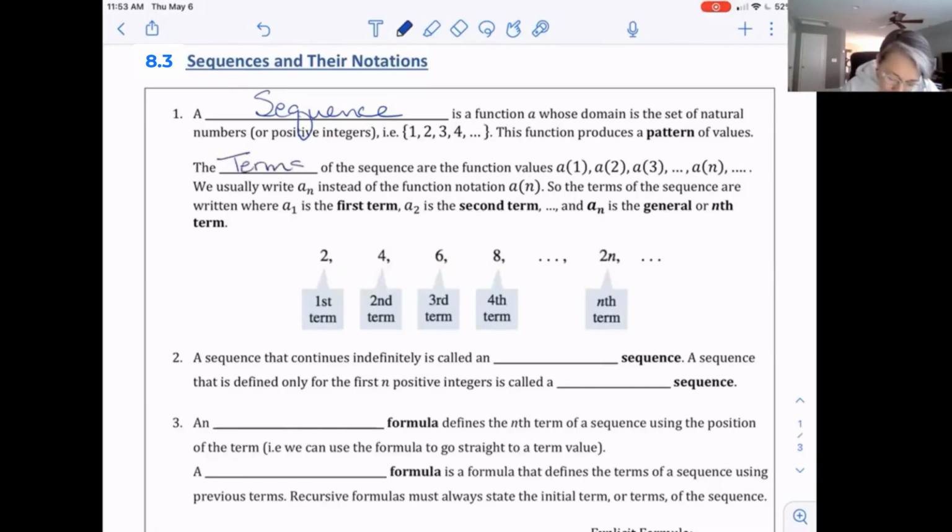So the terms of the sequence are the function values: a when you plug in 1, a when you plug in 2, a when you plug in 3, and so forth. When we're referencing the terms in the sequence, we usually write a sub n instead of the function notation a of n. So the terms of the sequence are written as a sub 1 is the first term, a sub 2 the second term. A sub n just means some general nth term.